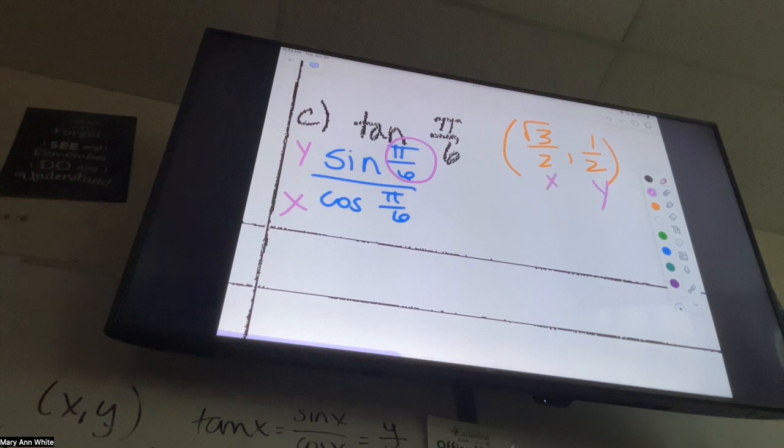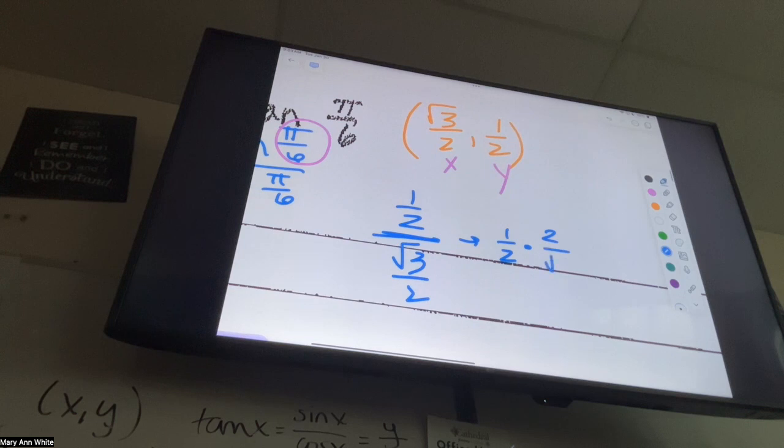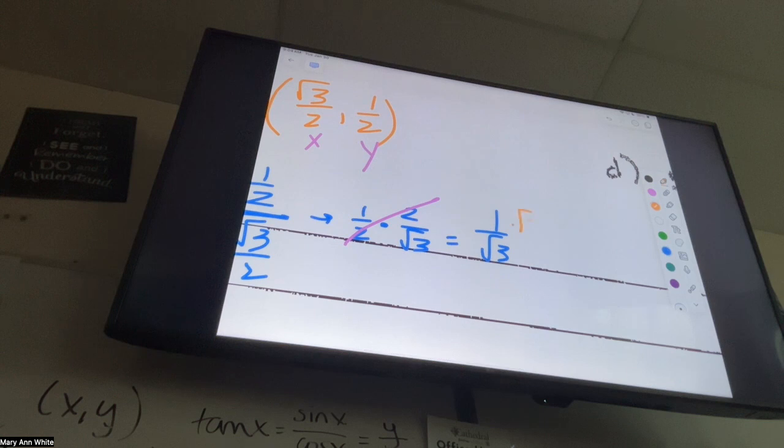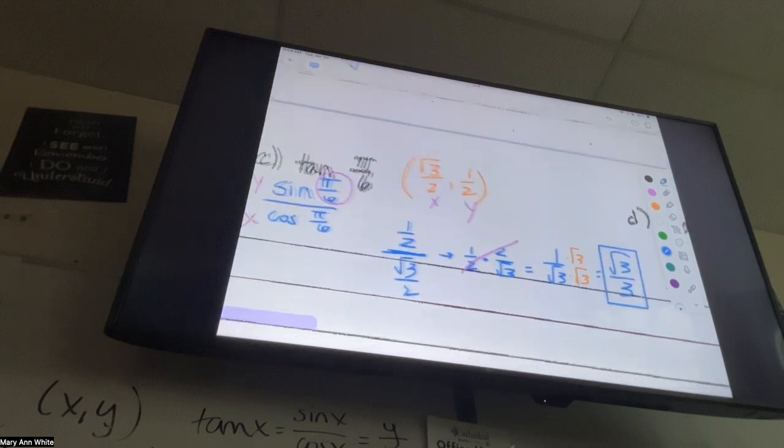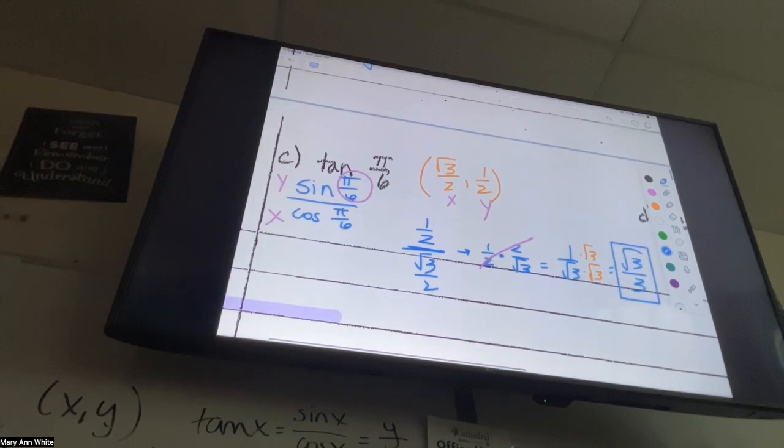So I'm going to do my y divided by my x. We're going to do 1/2 divided by root 3 over 2. And just like we did before, we're going to take that 1/2, the numerator, and multiply by the reciprocal of the denominator. My 2's cancel, so I get 1 over root 3. But is that rationalized? So let's multiply by root 3 on top and bottom. And so I end up getting root 3 over 3. And you might have already had that done, but I just wanted to review.